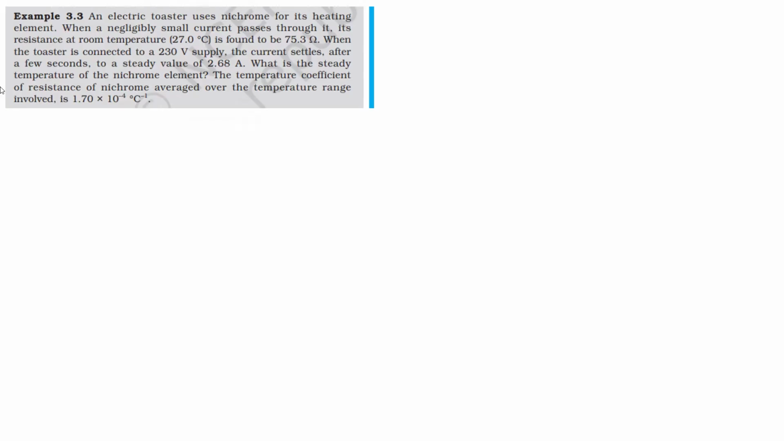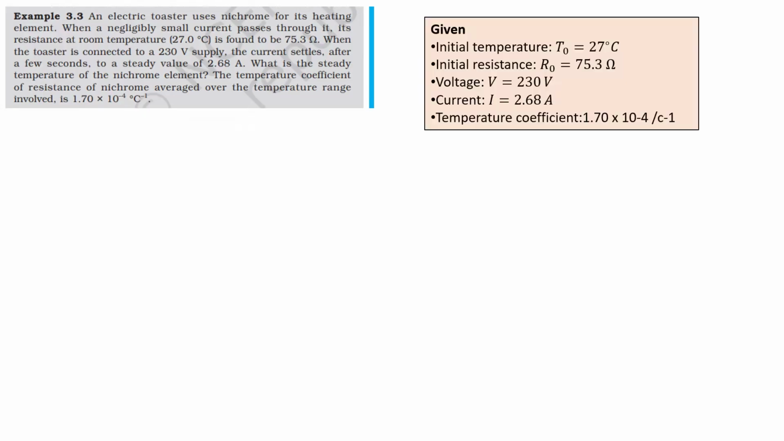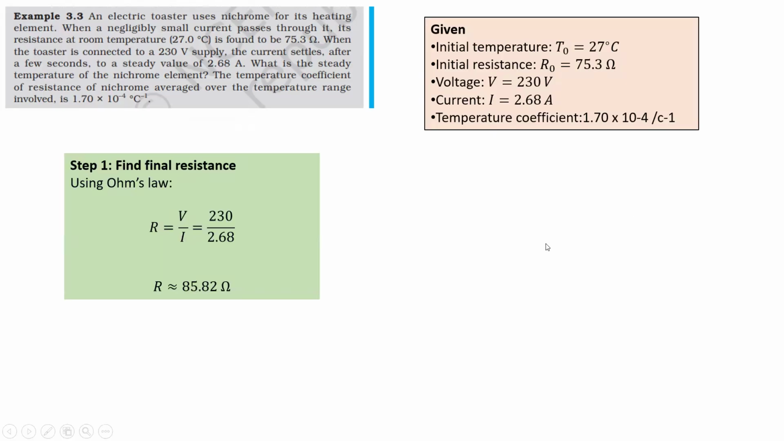The temperature coefficient of resistance of nichrome averaged over the temperature range involved is 1.7 into 10 to the power minus 4 per degree centigrade. First, we will see what the given values are. Initial temperature is given, initial resistance is given. When voltage is this much, current settles to 2.68. The temperature coefficient of resistance, alpha value, is also given.